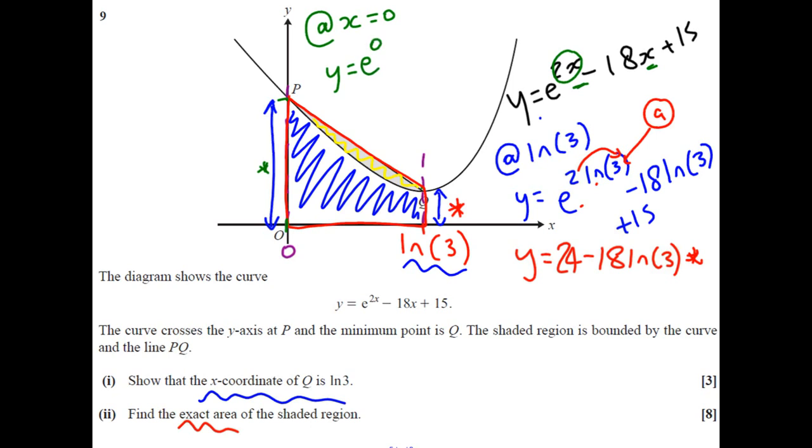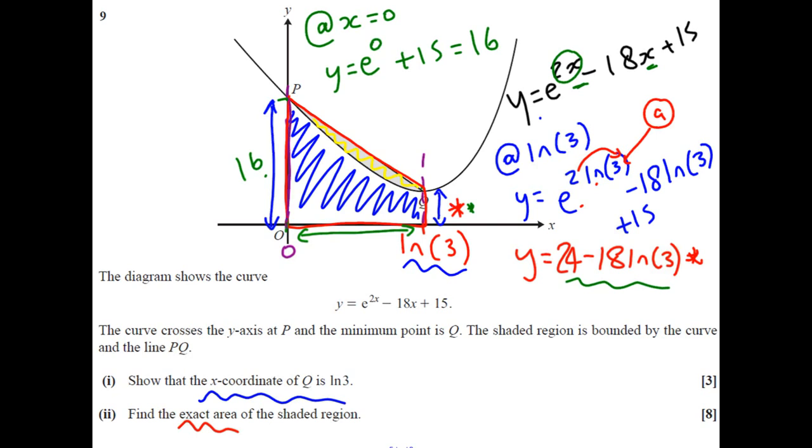e to 0 minus 18 times 0, well that's just 0, plus 15. Anything to the power of 0 is 1, so that value here is 16. Okay, so we know this width, ln 3, we know this height, 24 minus 18 ln 3, and we know this height. We've got everything that we need for the trapezium.